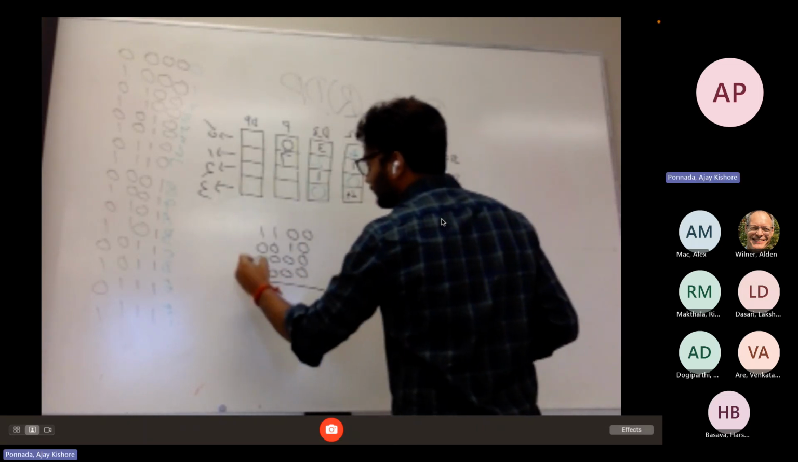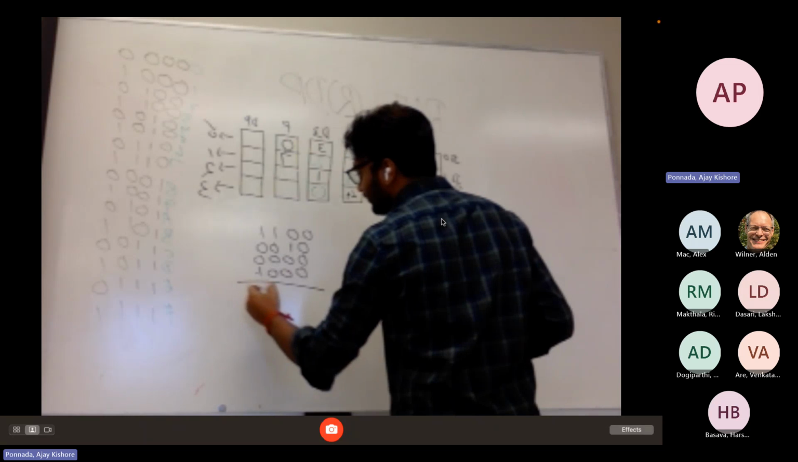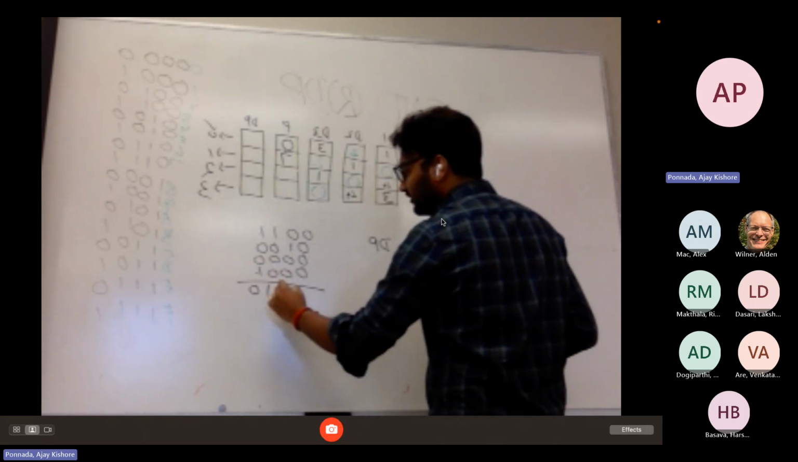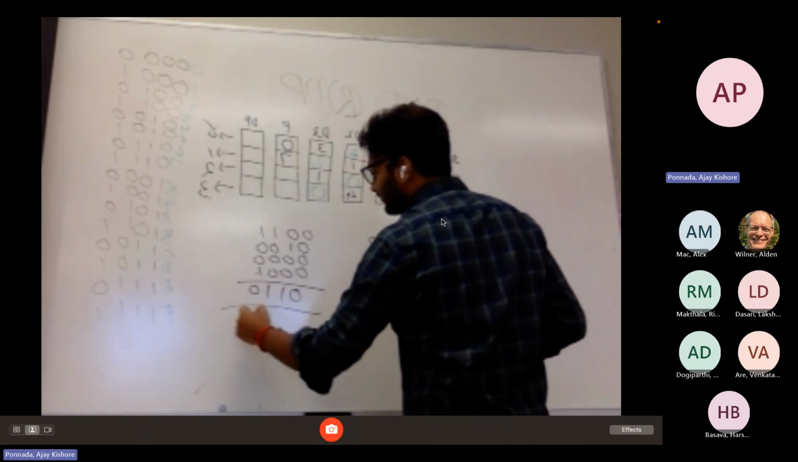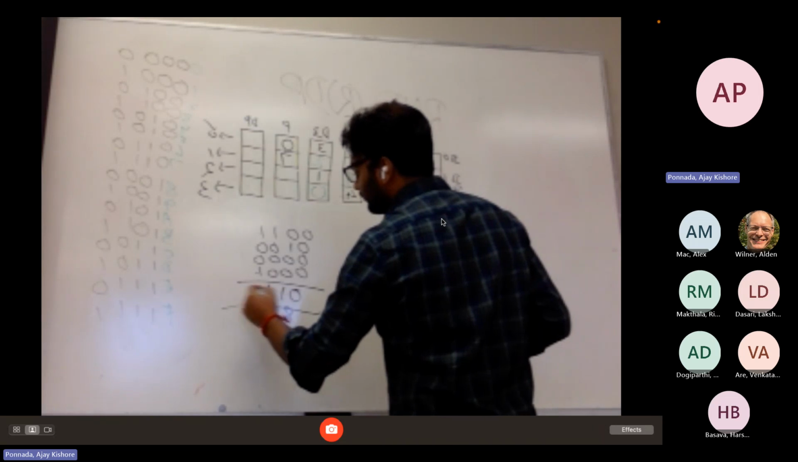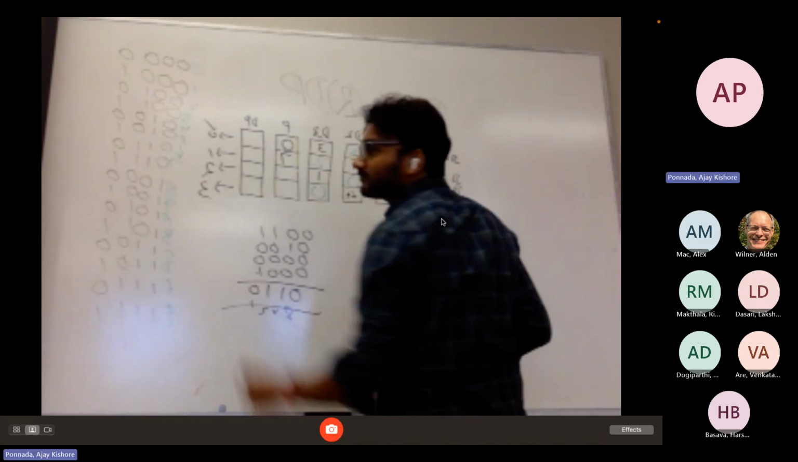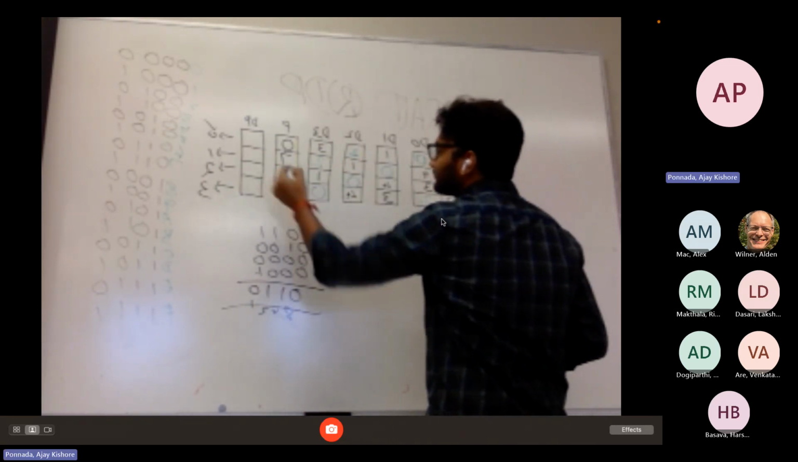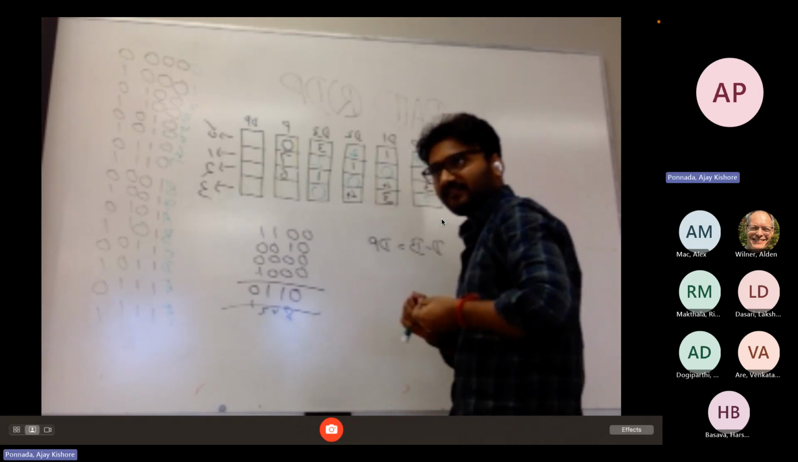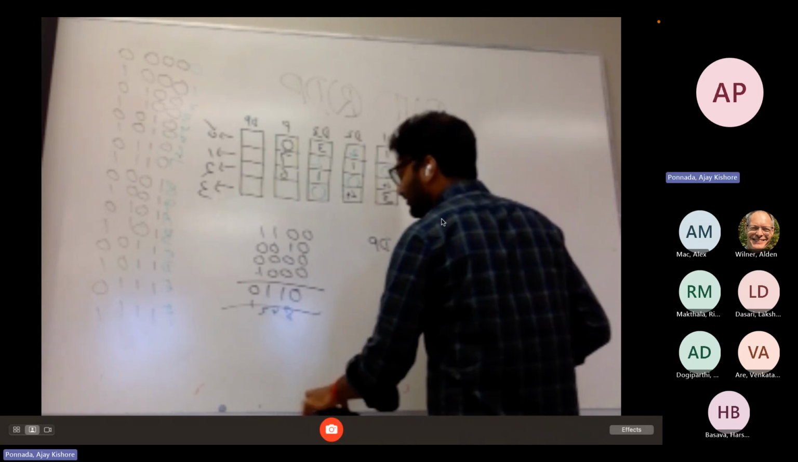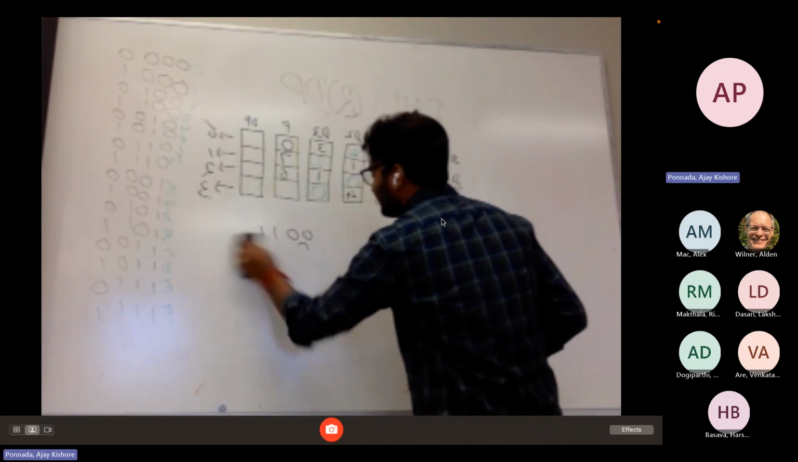Just XOR it. We have an even number of ones, so it's 0. We have odd ones, even ones. So what's this? 1, 2, 4, 8, 0, 1, 1, 0, 6. Put it right here. That's it. It's easy if you know XOR and you know how to convert it to hexadecimal numbers.